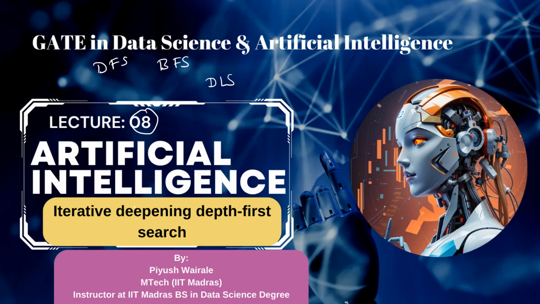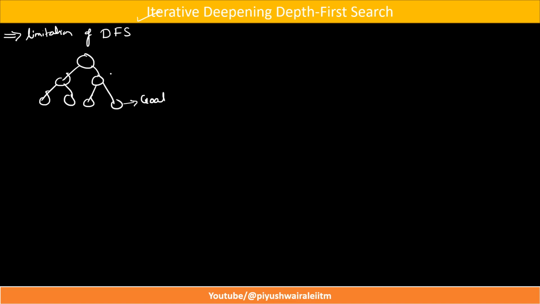Let's discuss now. Before going to this particular algorithm, let us recall DFS and DLS. So, the limitation, or you can say disadvantage, of DFS. What is the disadvantage or limitation of DFS? For example, I have this particular tree, and this is my goal state. This is my initial state.